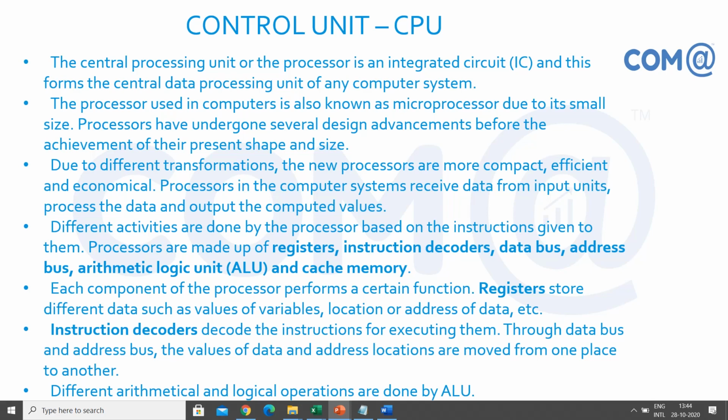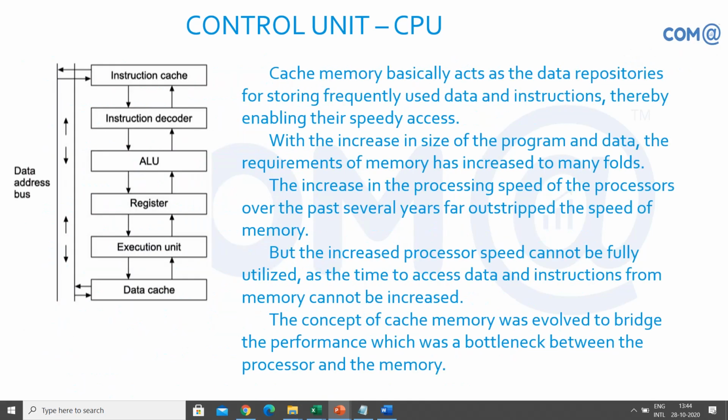Normally it will be performed via registers. The registers store different data like variables or location address data, etc. Registers play major roles in the processes, and instruction decoders decode the instructions for executing them. Whatever information it is receiving, the decoder will execute the instructions right from the registers. Different arithmetic and logical operations are done by the ALU, the arithmetic and logic unit. Cache memory basically acts as a data repository for storing frequently used data and instructions, thereby enabling speedy access. So along with the ALU, we have to look at cache memory also.